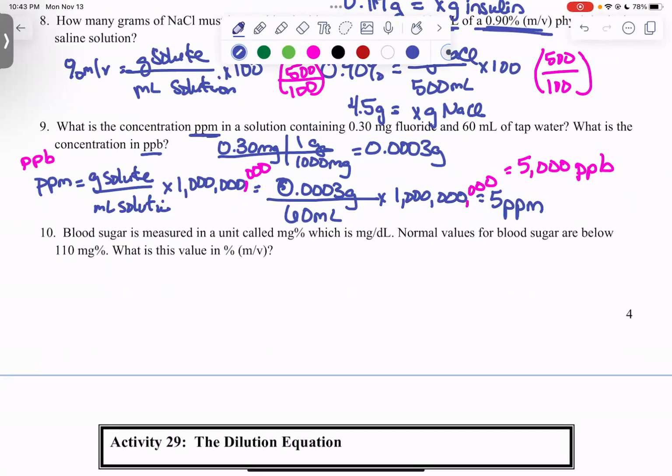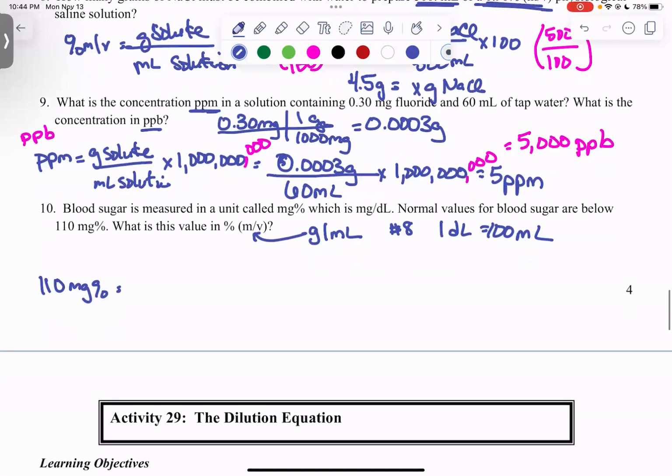Blood sugar is measured in a unit called milligram percent, which is milligram per deciliter. Normal values for blood sugar are below 110 milligram percent. What is this value in percent mass by volume? Okay, so we know mass by volume is our grams per milliliter, right? And we know from number 8 above that 1 deciliter is equal to 100 milliliters. So if we have 110 milligram percent, that's just like saying we have 110 milligrams per deciliter. Same thing, because they just told us that. Milligram percent is milligram per deciliter.